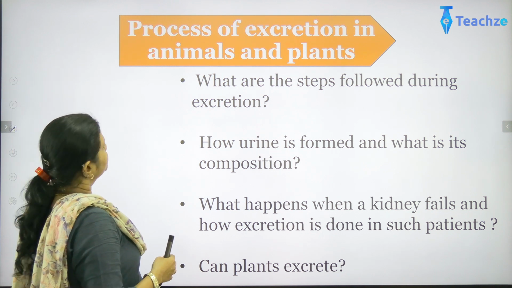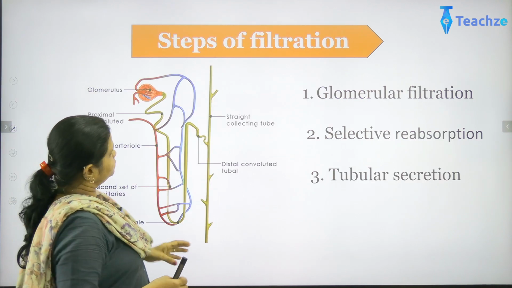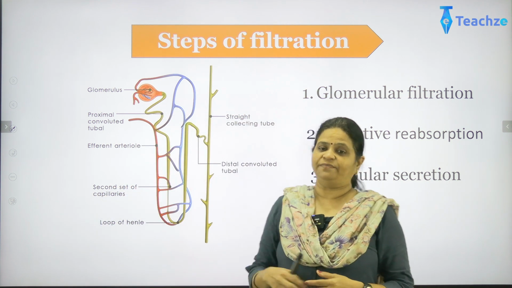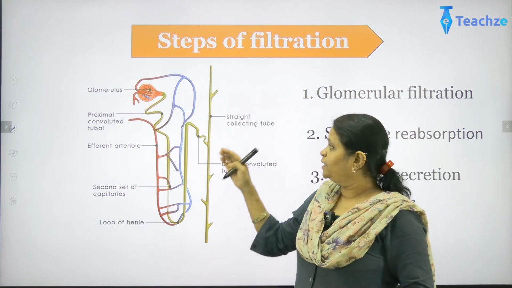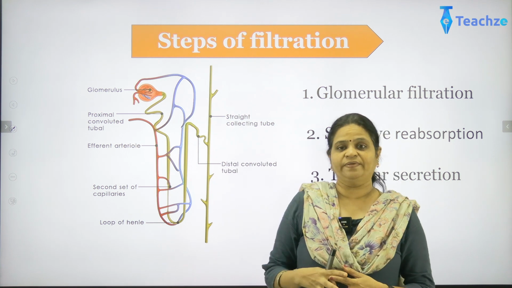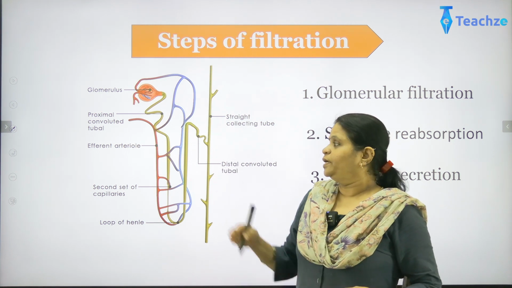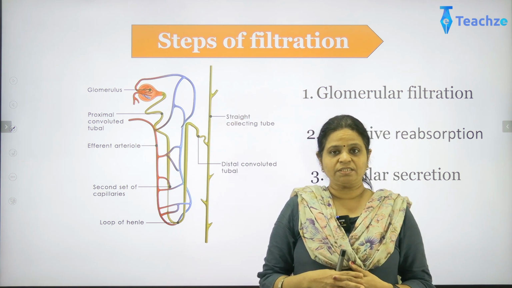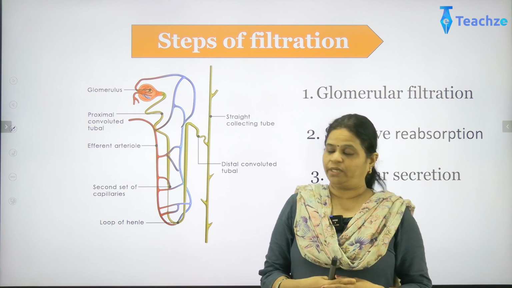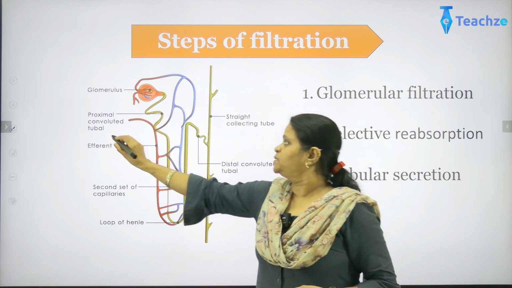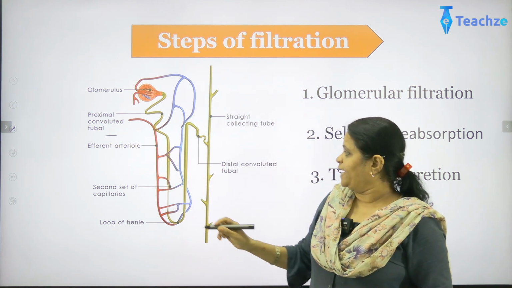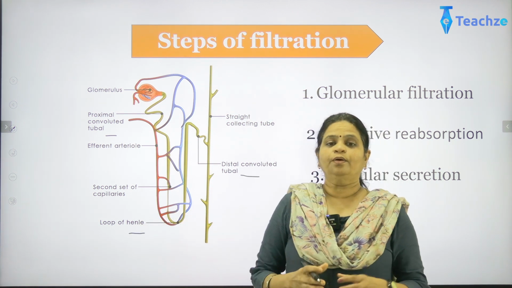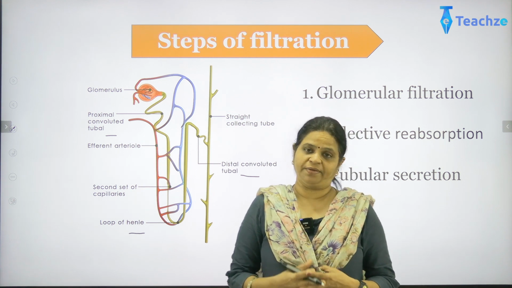Coming to the first one, in the previous session we already learned the different parts of the kidney. We have seen the nephron and the kidneys. On the screen is the nephron, which is the functional unit of a kidney. We have studied that it has the Bowman's capsule and glomerulus, together called the Malpighian body. The second one is the proximal convoluted tubule. Then we have the distal convoluted tubule and the loop of Henle. All these parts we have seen in the previous session.